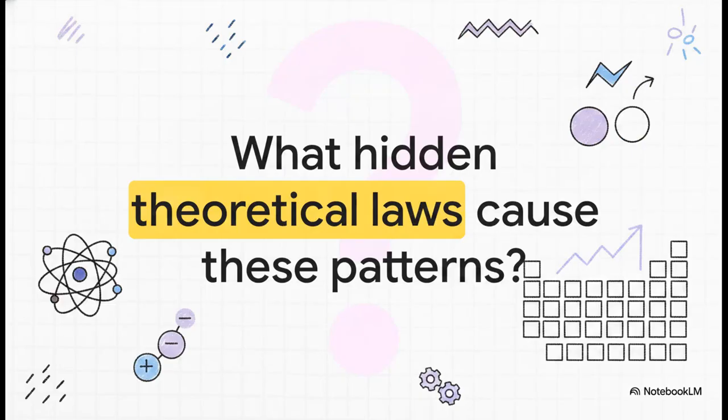So we've seen how the periodic table flawlessly acts as a map to predict these exact chemical behaviors, from ion charges all the way to mass variations. But it really begs a fascinating question. If Dmitry Mendeleev could build this table just based on observed patterns over a century ago, what deeper, hidden theoretical laws actually forced these atomic patterns to occur in the first place?